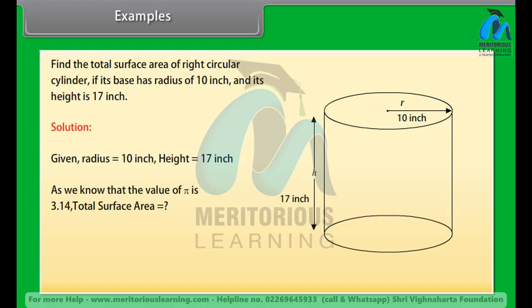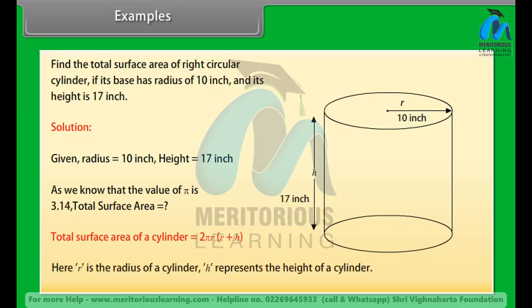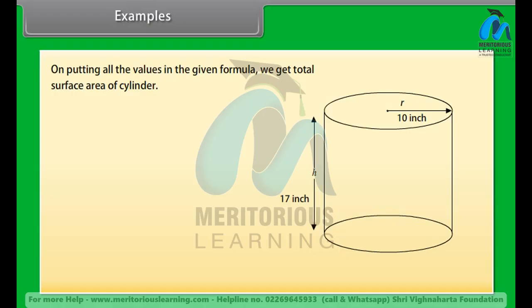We know that the formula for finding the total surface area of a cylinder is given by: total surface area of a cylinder is equal to 2πr(r + h). Here r is the radius of the cylinder and h represents the height of the cylinder. On putting all the values in the given formula, we get the total surface area of the cylinder. So, the total surface area of a cylinder is equal to 2πr(r + h).